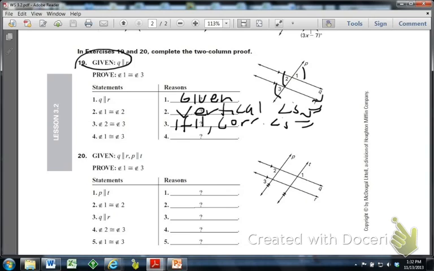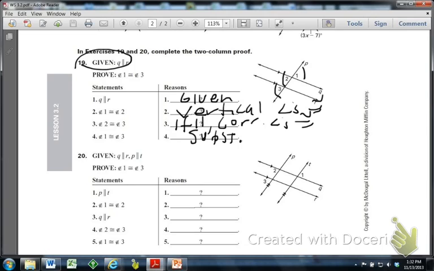And what's the last reason that angle 1 is congruent to angle 3? Well, if angle 1 is congruent to angle 2 and angle 2 is congruent to angle 3, then angle 1 has to be congruent to angle 3. This is actually the transitive property. I don't like to call it transitive property, but I will allow you to call it that because that's the real rule. But if you did this one and said substitution, I would think that's okay. In fact, I prefer that you write substitution.